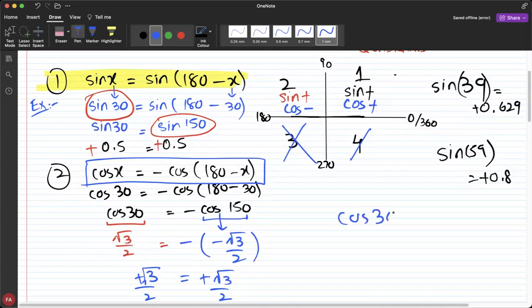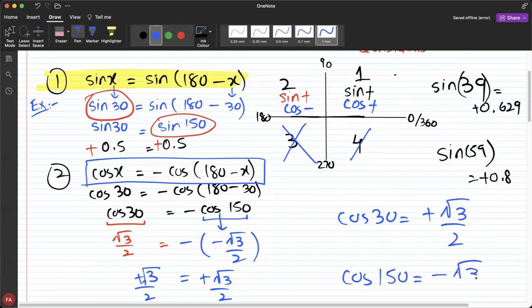So cos 30, which is again in the first quadrant, gave me positive square root 3 over 2. It's a positive value. In a similar way, cos 150, what does that give you? This gives you minus square root 3 over 2. That means whatever value that you get in the first quadrant, you get the same value, but negative, in the second quadrant. If this concept is somewhat clear, if not 100%, that's completely fine.